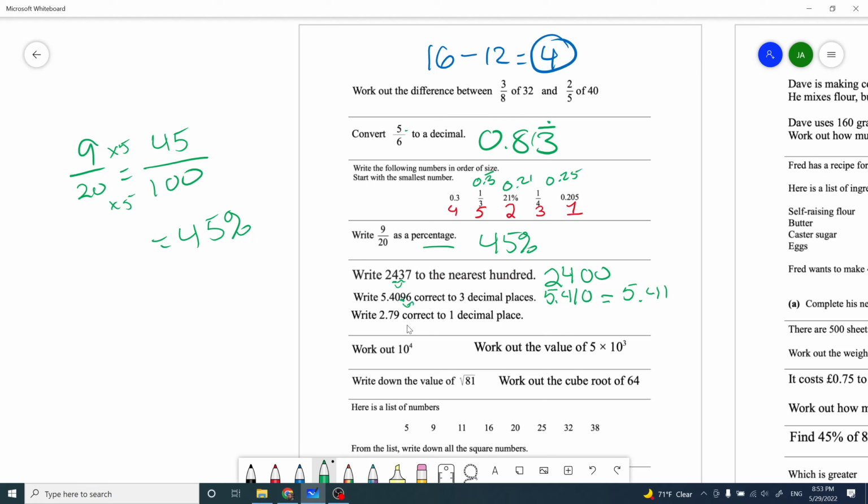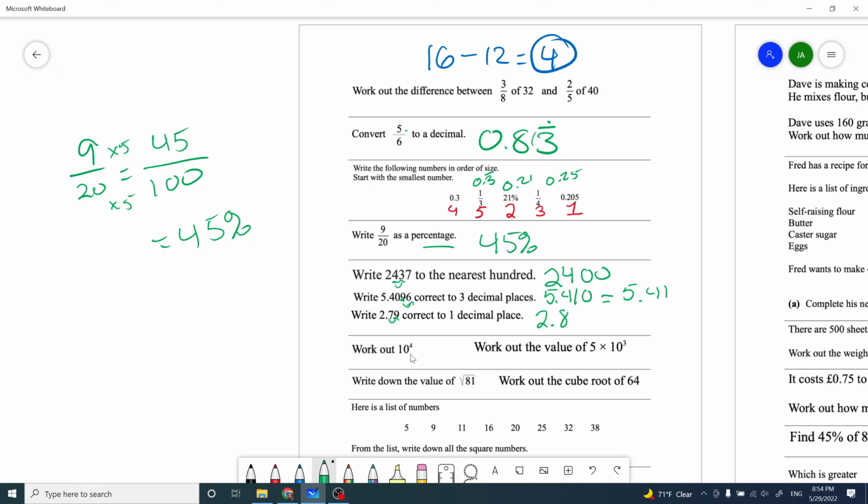And finally, write 2.79 correct to 1 decimal place, so I only want 1 number after the decimal in my answer. So I'm going to look at the second decimal place. Again, 5 or bigger, it's 9, so I'm going to take the 7 and round it up to an 8, so I have 2.8.